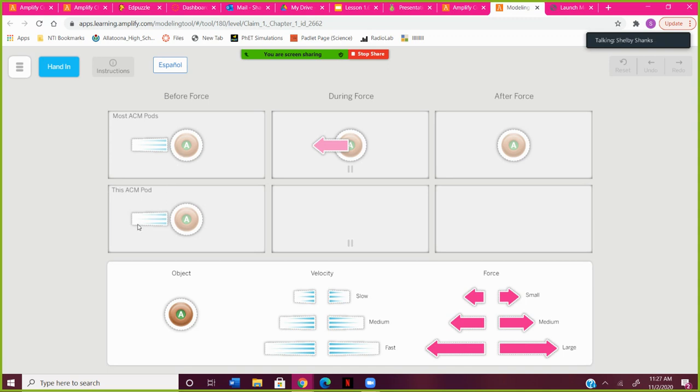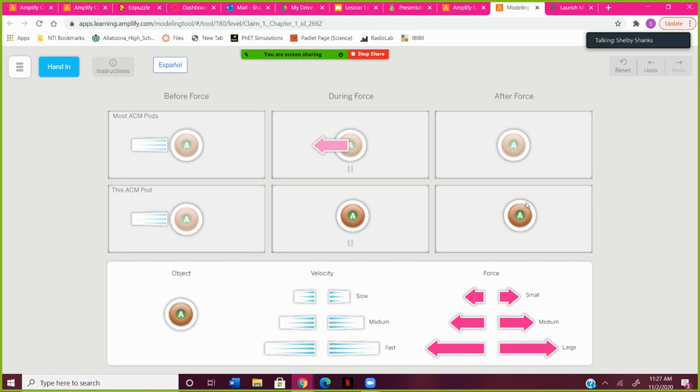What you're going to show is claim 1 in this case. So you'll drag this object up here, and you're going to put force in that middle column, whichever one you think is correct, and then you will put the velocity after the force, because we know that the object is moving after the force, but you have to determine which way.